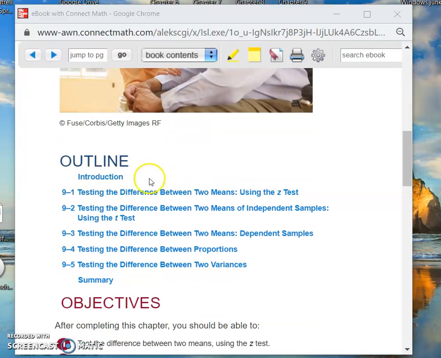All right, folks, where are we? Section 9.1 is testing the difference between two means using the z-test, and we can only do that if we know the standard deviations or the variances for the population, okay?